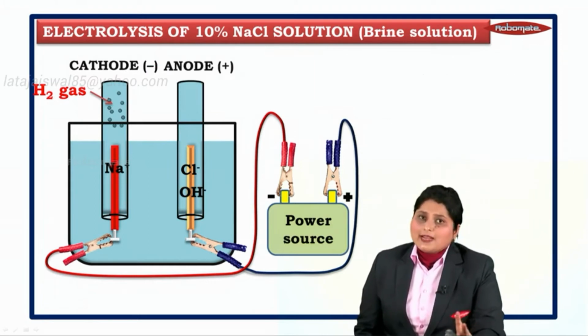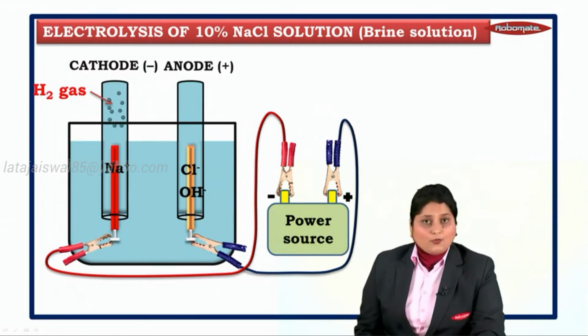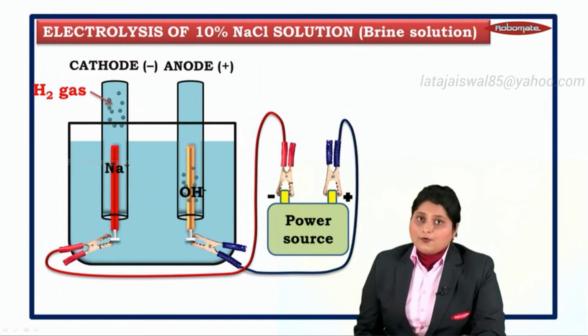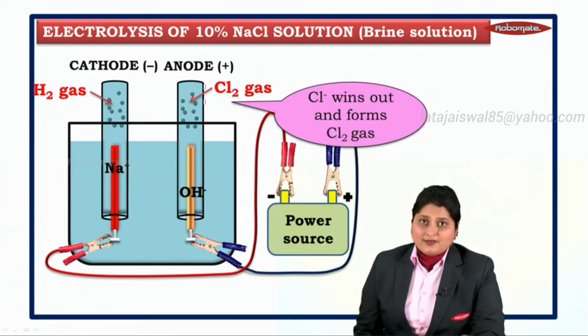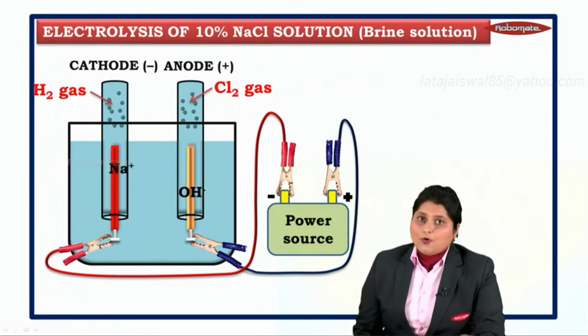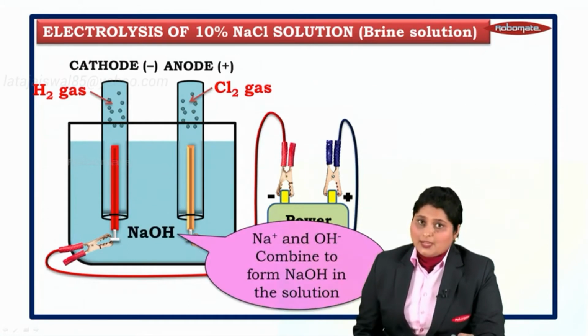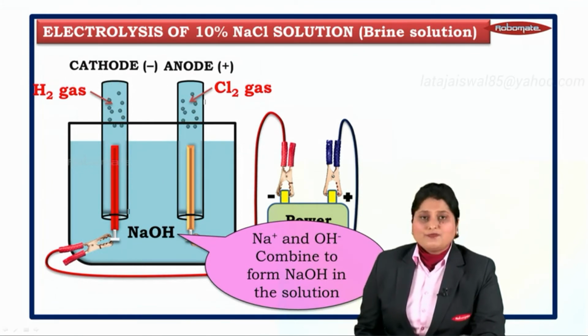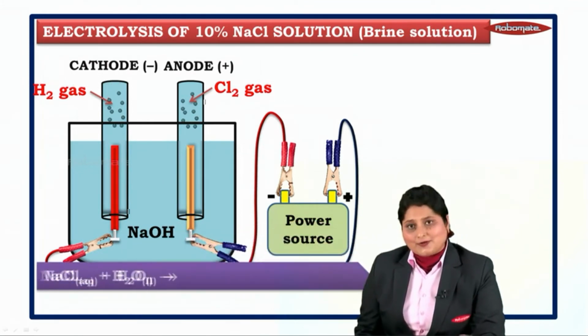Similarly, we have two negative ions formed at the anode, Cl- and OH-. Let's see who wins. This time, chlorine, that is Cl-, will win and be released in the form of chlorine gas. What is left? Na+ and OH-. What is left in the beaker will combine to form NaOH. So, Na+ and OH- combine to form NaOH in the solution.